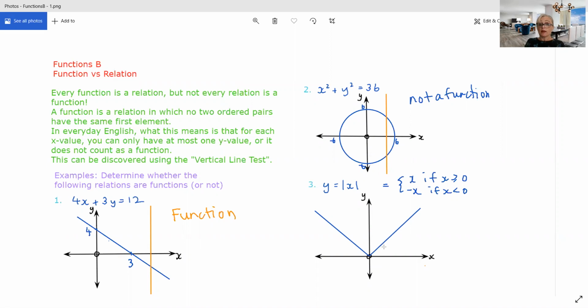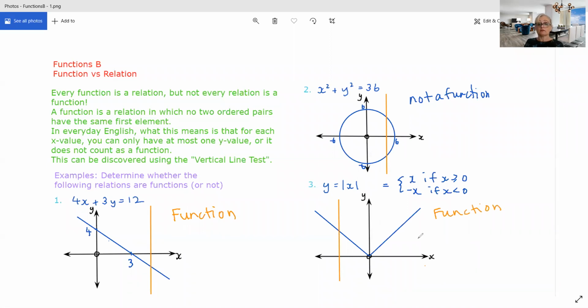All right, let's think about this. Pretty obvious that for each x value, there's a maximum of one y value. In fact, there's exactly one y value. The vertical line test here, let's just do that just to double check. So if we move that across, at no stage do we touch more than one point on that graph. So that is a function.